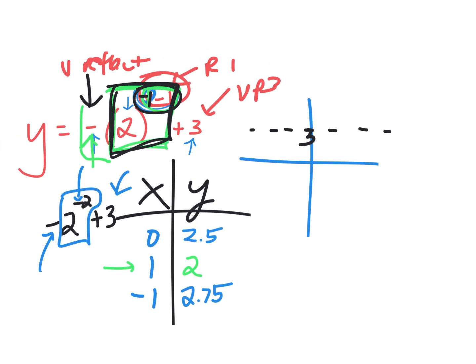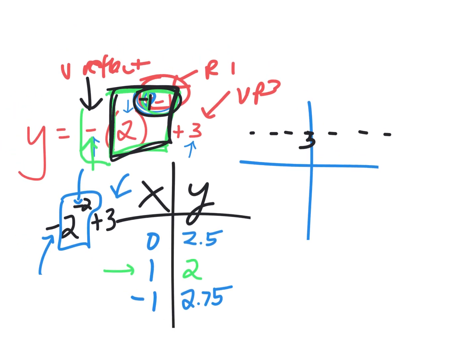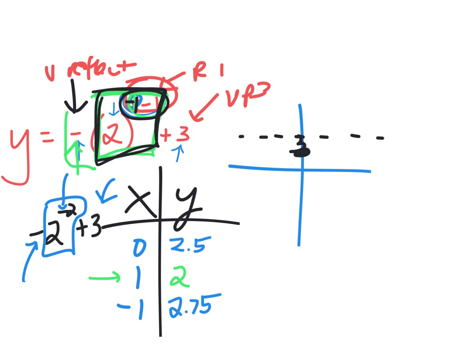All right, now I'm going to graph those. 0, 2.5. 1, 2. Negative 1, 2.75.